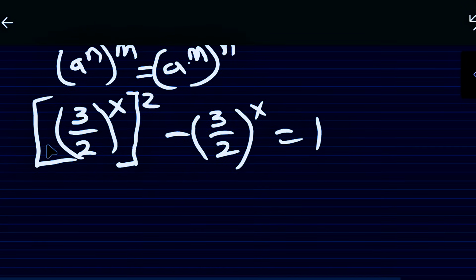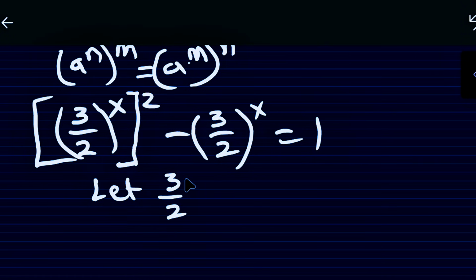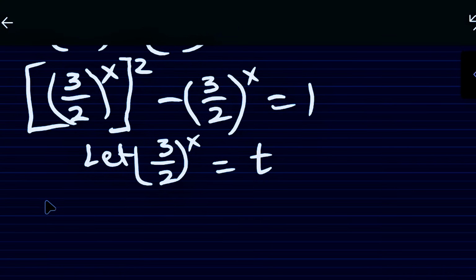Now from here you can see that we have 3 divided by 2 all exponent x, and we have 3 divided by 2 all exponent x. Okay, so we can let 3 divided by 2 all exponent x be equal to t. So in this given equation, whenever we see 3 divided by 2 all exponent x, we are going to replace it with t. We are going to substitute t for this in this given equation. So we are going to have t squared minus t, and this equals 1.